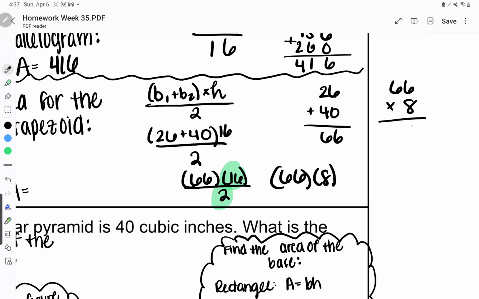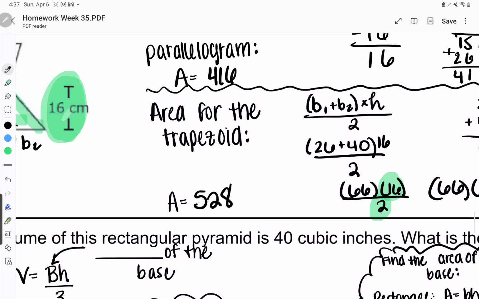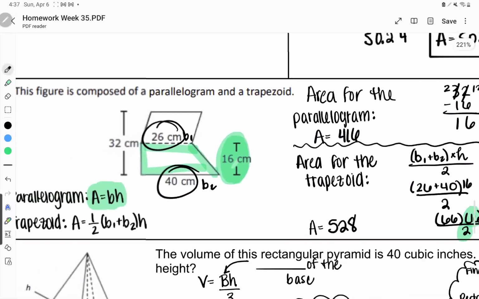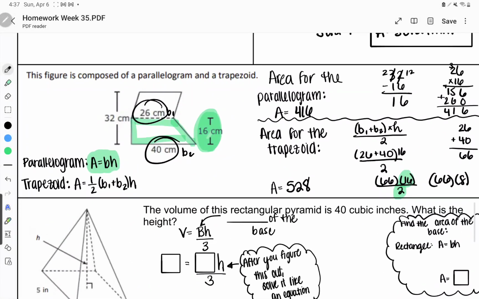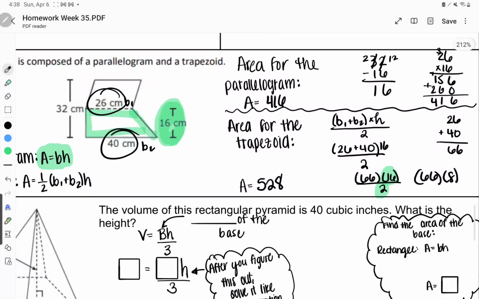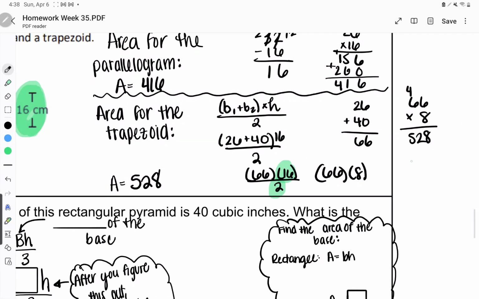6 times 8 is 48, so I write down an 8, carry my 4. And then 6 times 8 is 48, and then plus 4 is 52. So that gives me 528 for the trapezoid, but it wants me to find the area of the whole thing, so how do I do that? I would add together my area for the parallelogram and my area for the trapezoid, so I would have 416 plus 528.